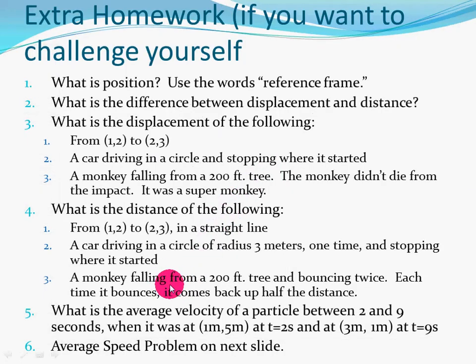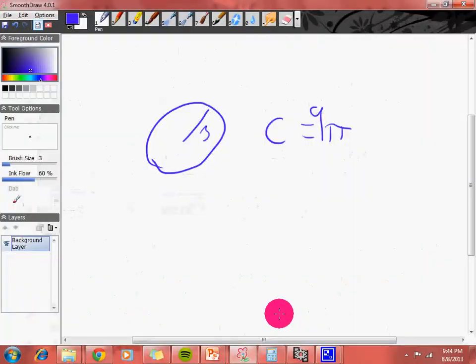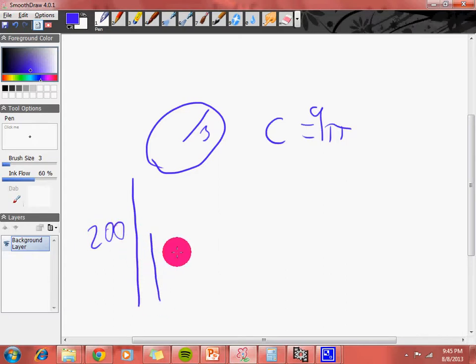Alrighty, and now we're talking about the super monkey again. A monkey falling from a 200 feet tree and bouncing twice. Each time it bounces, it comes back halfway the distance. So it does bounce twice. We started at 200. It came up 100. It came down 100. It came up 50. It went down 50. I think that means bouncing twice.